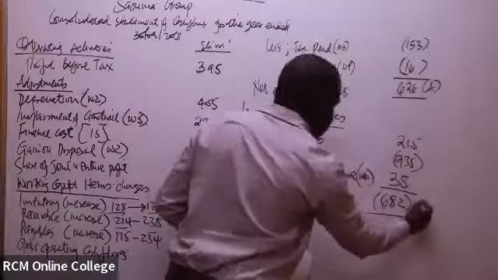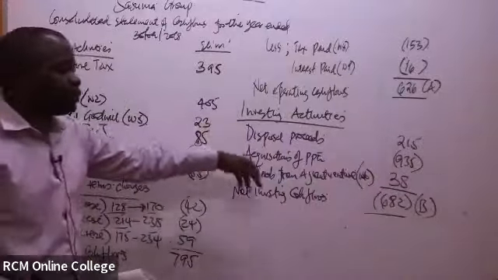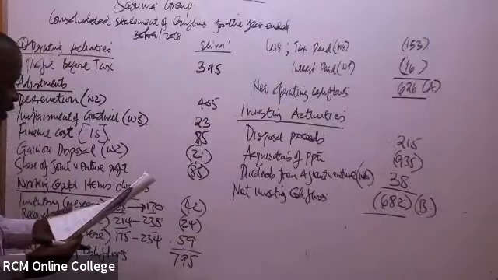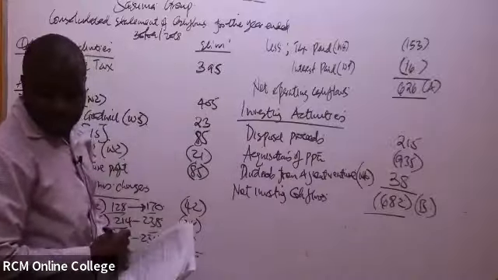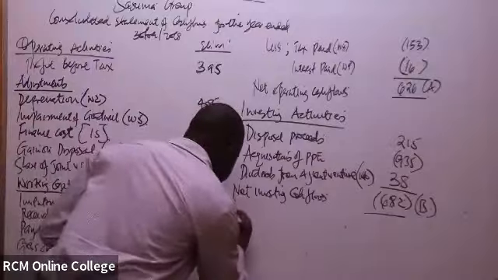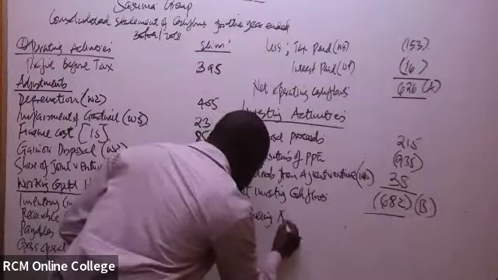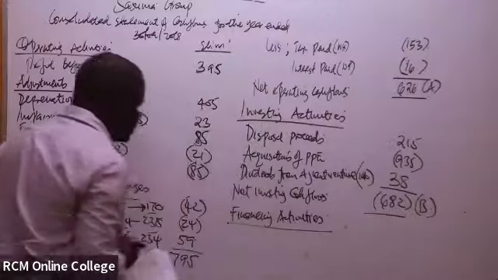So this is the first part. This is the second part. So from investing activities, those were the cash flows. They were negative. Then you can go to the very final part. That is what? Financing activities cash flows.